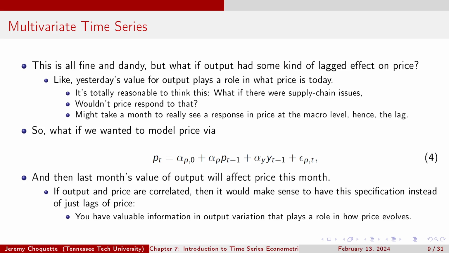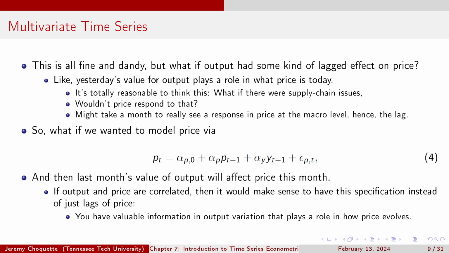But the thing is, we've looked at supply and demand, right? You look at your supply and demand graph, and you've got price on the vertical axis and output on the horizontal axis. So price and output are kind of related to each other, right? There's a relationship between price and output. So if there's a relationship between price and output, then maybe we need to be modeling that. I mean, it makes sense, right?